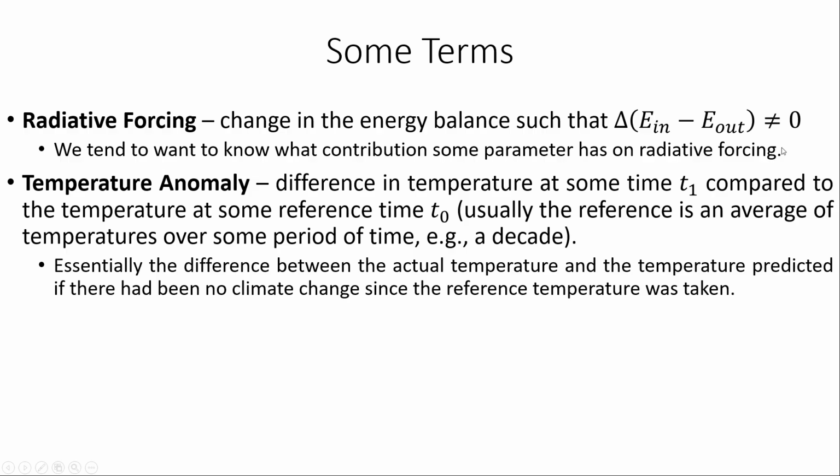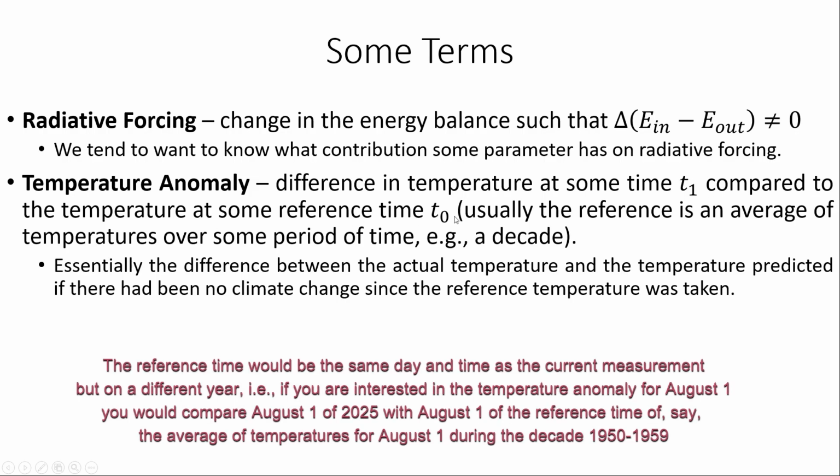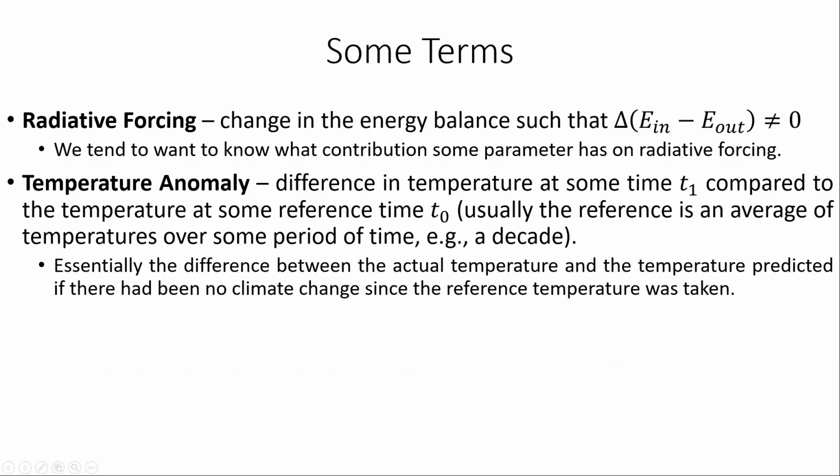The next thing we want to think about is what's called the temperature anomaly. So the temperature anomaly is the difference in temperature at some time point t sub 1 compared to the temperature at some reference time t sub 0. Usually the reference is an average of temperatures over some time period, for instance a decade. So what the temperature anomaly is telling us essentially is the difference between the actual temperature and the temperature predicted if there had not been any climate change since the reference temperature was taken. So it's essentially just telling us how much the temperature has actually changed compared to some reference point in time.